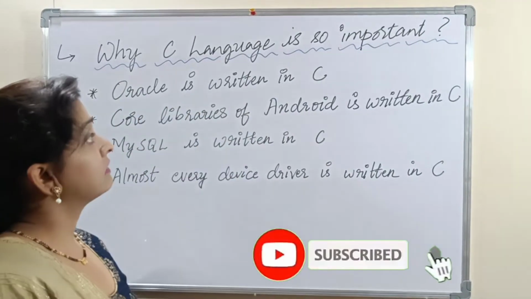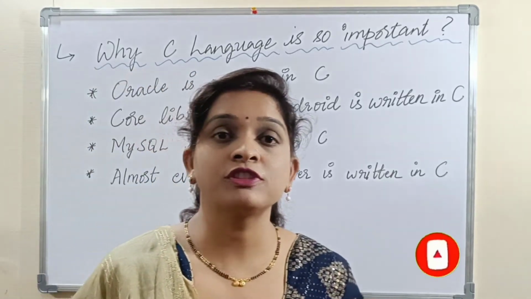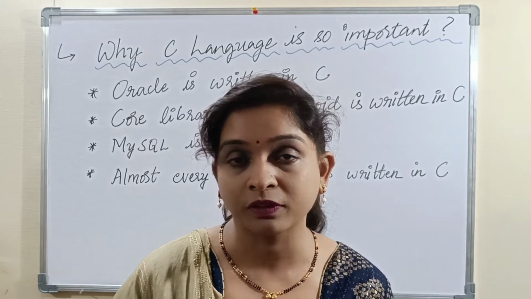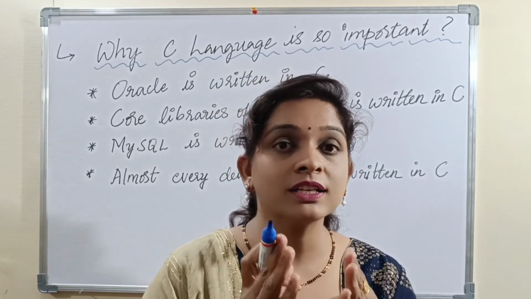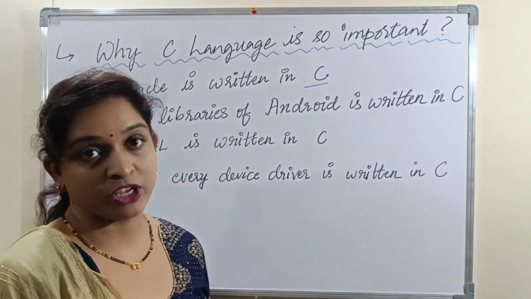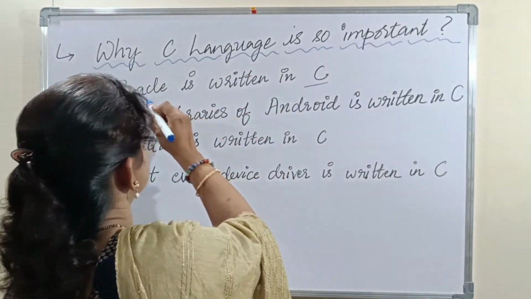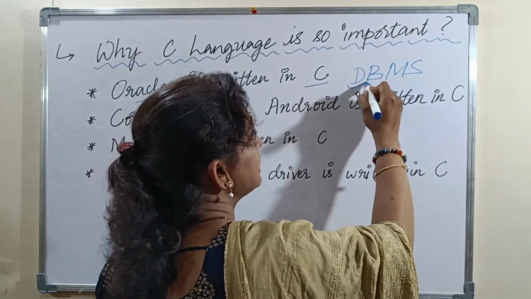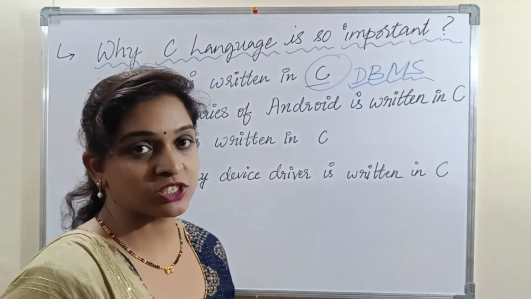Oracle is written in C. Oracle is one of the most powerful database management software and the most successful software. So the Oracle software is written using C language. Oracle is one of the DBMS software, and this DBMS software is designed using C language.